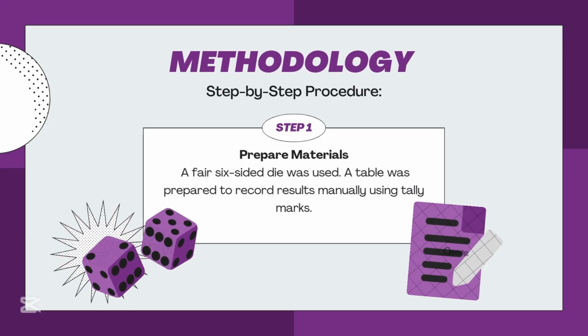For the methodology, this experiment aimed to simulate the random process of rolling a fair six-sided die 100 times in 3 separate runs. The following steps outline the simulation process. The first step is to prepare materials. To begin the experiment, a standard six-sided die was selected. This die is assumed to be fair, meaning each face, 1 to 6, has an equal chance of landing face up.